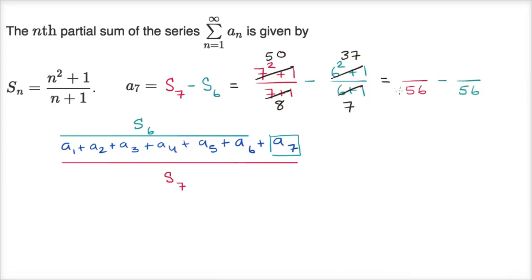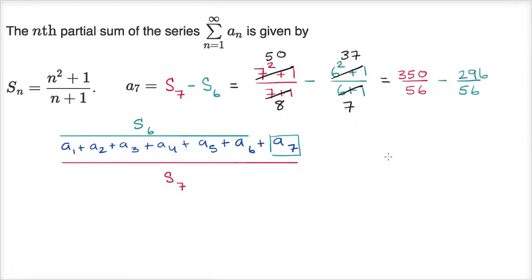Now, to go from 8 to 56, I multiply by 7. So I need to multiply the numerator by 7 as well. 50 times 7 is 350. And then for this second fraction, I multiply the denominator by 8 to get to 56. So I have to multiply 37 times 8. And 37 times 8 is going to be 240 plus 56. So that is 296.